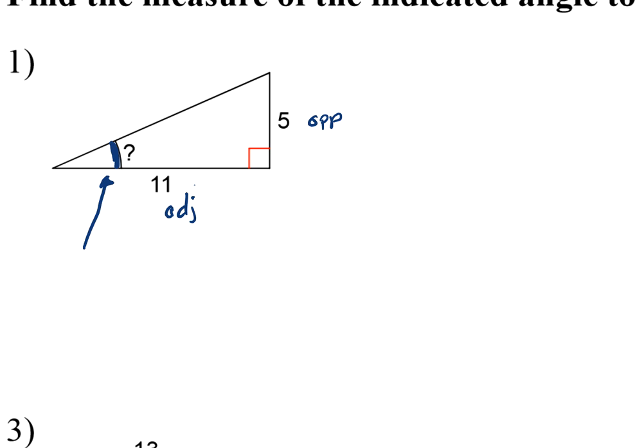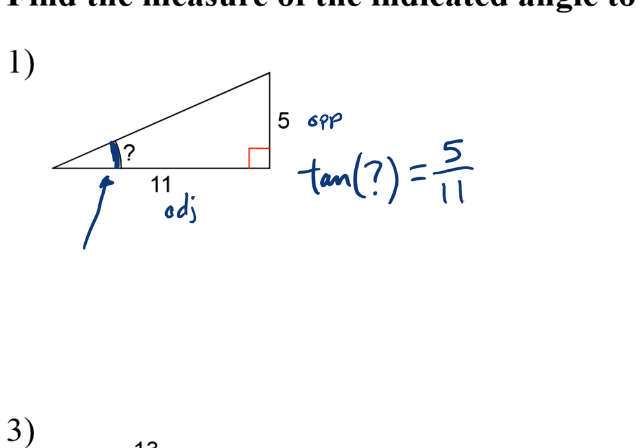The one trig ratio that uses both opposite and adjacent is the tangent. The tangent of this angle labeled with the question mark is opposite over adjacent, because the tangent is always opposite over adjacent. In this case, the opposite leg is 5 and the adjacent leg is 11.